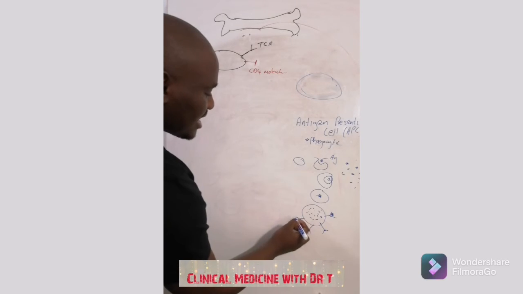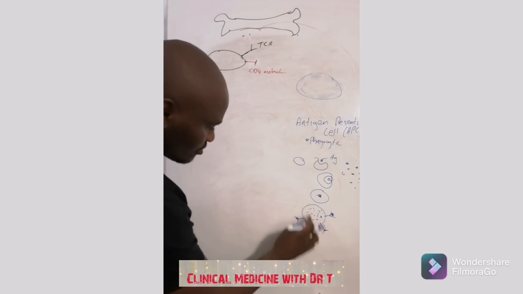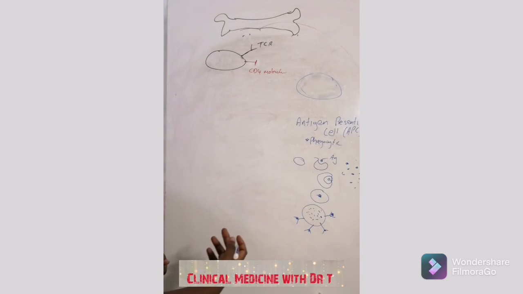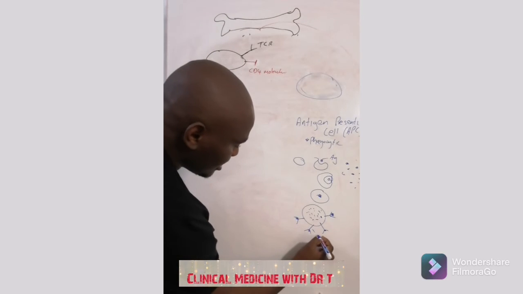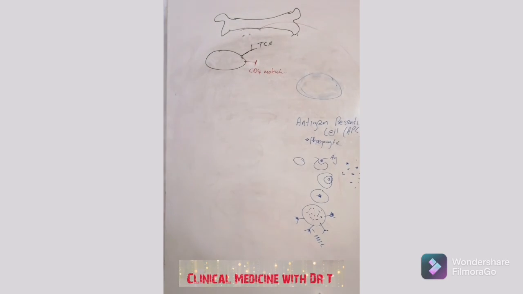That's the only time that these T helper cells will recognize that, oh, we've got a foreign body, we've got an antigen, right? These molecules that make it possible to present this antigen on the surface are called MHC, or major histocompatibility complex, right?